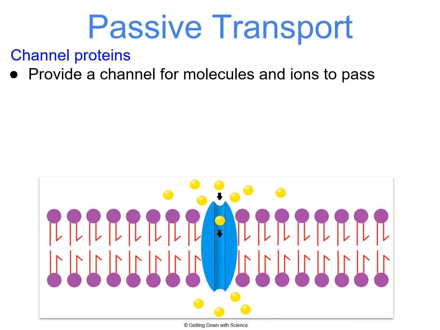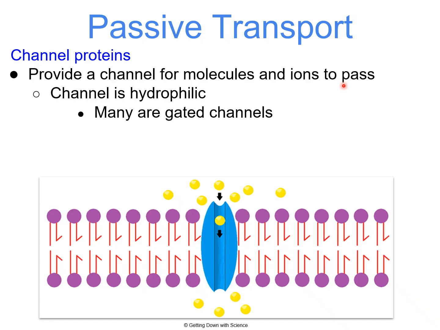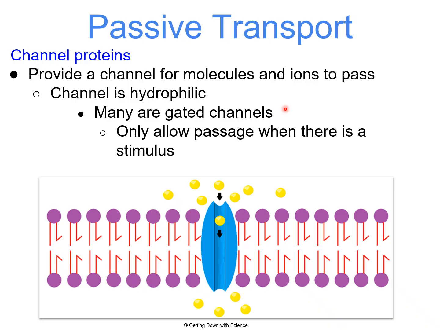So channel proteins. We did say that there are two types of proteins: we have channel proteins and we have carrier proteins. Channel proteins provide, as the name suggests, a channel for molecules and ions to cross. These channel proteins are typically hydrophilic, and they're also regarded as being gated channels. As the word gate suggests, and these are usually the ion ones, these require specific molecules to open the channel or open the gate, or it requires a specific concentration of the molecules in order to open the gate.